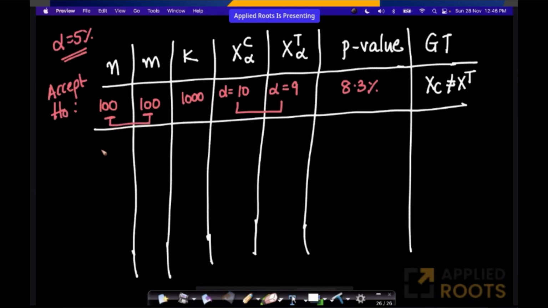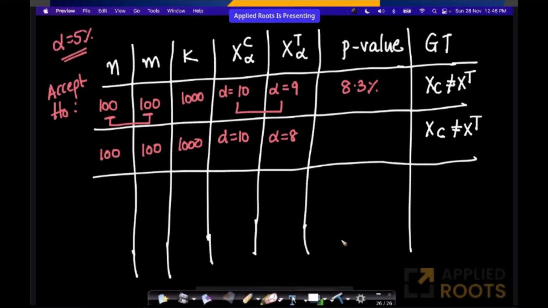Okay, let's do another example. Let's keep small sample sizes now. Keep the sample sizes the same. The number of resamplings also the same. Let's say we change the alphas. Alpha equals to 10 here. Let's assume alpha equals to 8. Then what happens? Again, here also, if you think carefully, xc is not equal to xt. We're just changing it. We're just playing around with it.